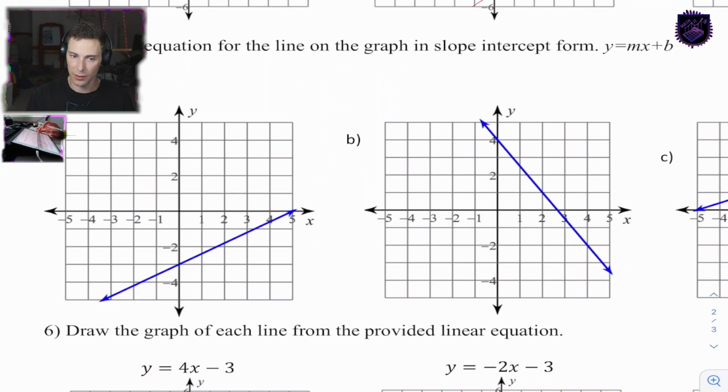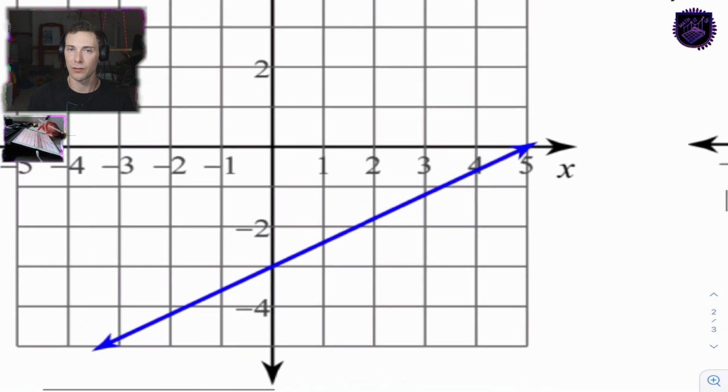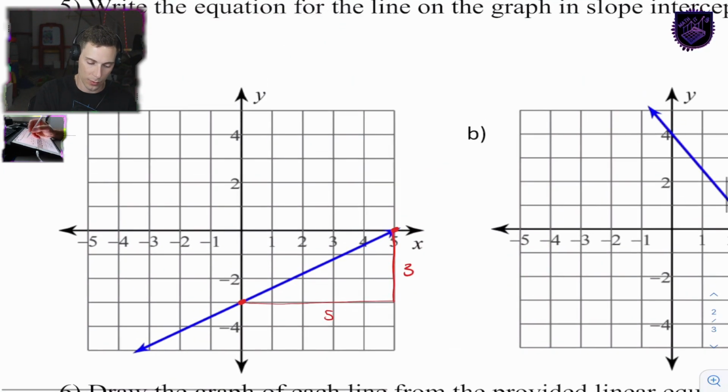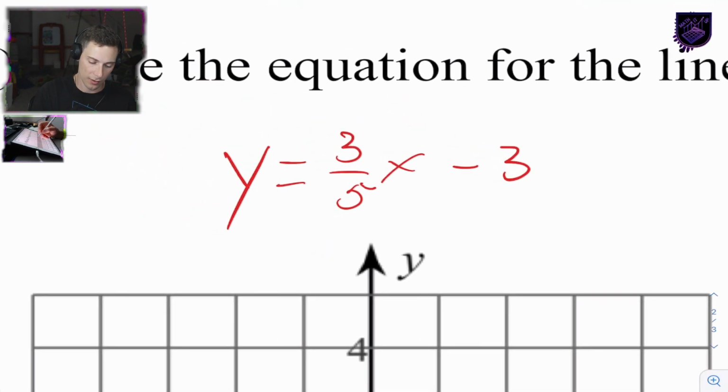Writing the equation again. Now these are equations. Remember, we're looking for 2 things: the slope and the y-intercept. The y-intercept is right there. The next point that intersects perfectly at one of these crosses is right there. So we have a run of 5 and a rise of +3. So y is equal to 3 over 5x, and -3 is our y-intercept. That's a weird 5, but it is a 5.